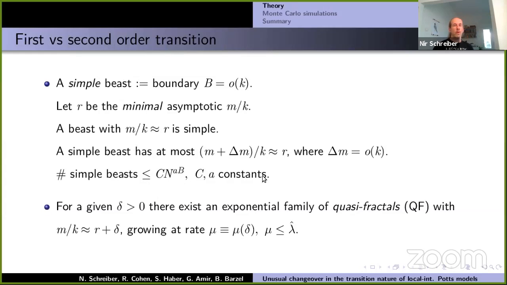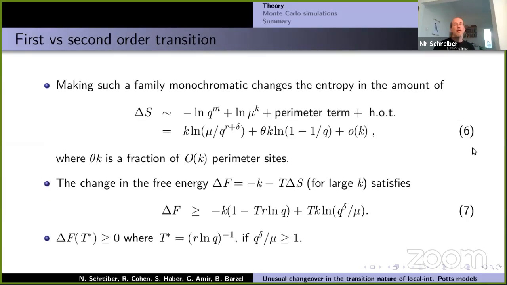So this means that if you go beyond the simple beasts, then you wind up with an exponential family of quasi-fractals or fractals, which grows at rate mu, and mu essentially depends on some positive parameter delta, which controls the deviation from the simple beasts. Now imagine you construct a large cluster made of these quasi-fractals. If you have M sites, then you decrease the entropy by this amount, and because these grow exponentially, you gain entropy proportional to this term. And of course, you have a constrained perimeter, a negative perimeter term, which is not important, and higher order terms that you can ignore.